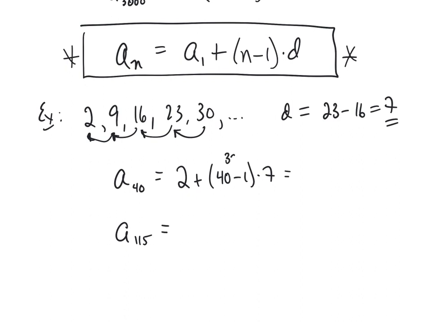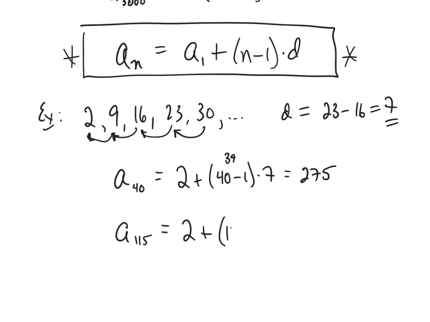40 minus 1 is 39. And then we just simply have to multiply 39 times 7 and add 2, and we'd get 275. Or to find the 115th term, we start with the first term, which is 2.